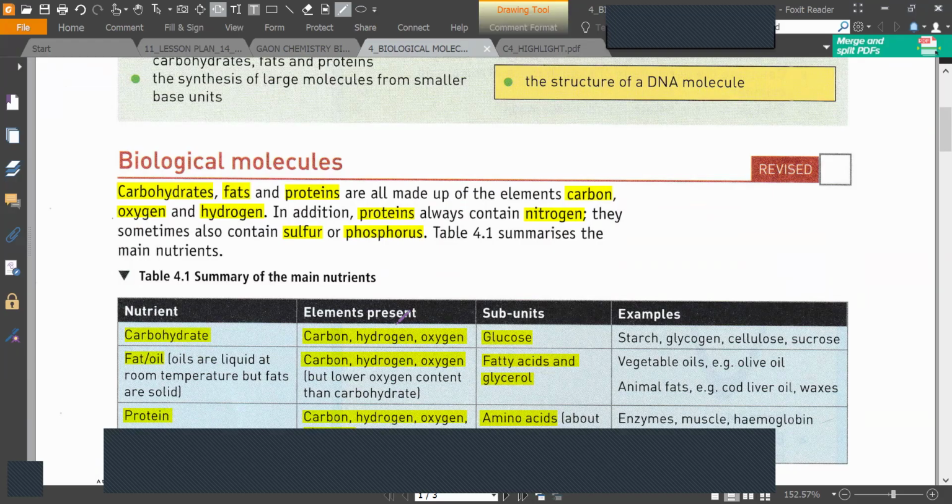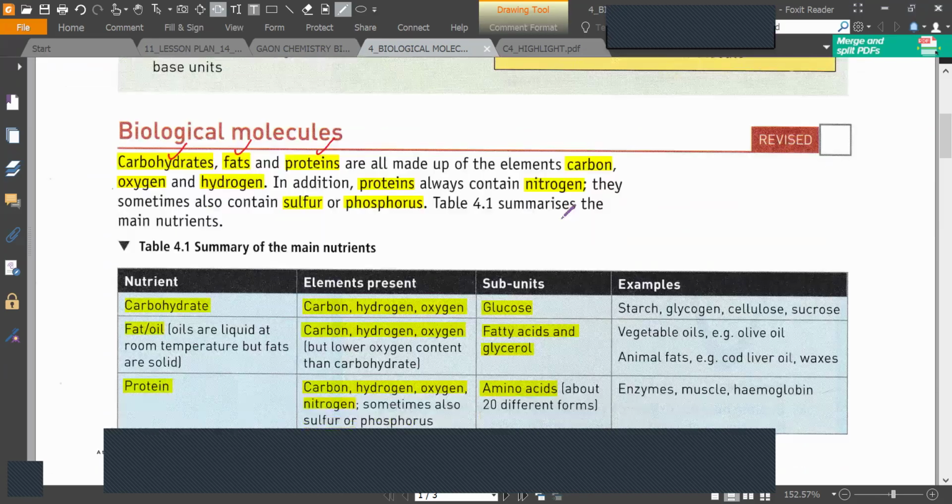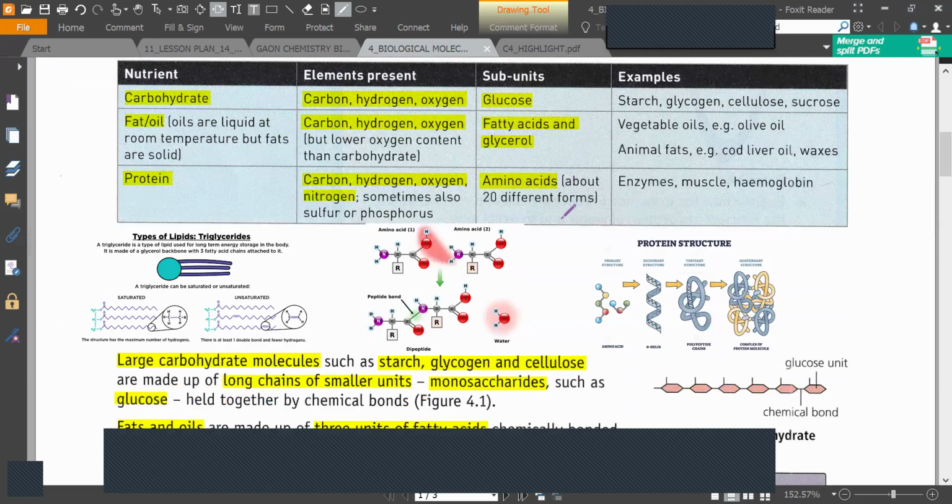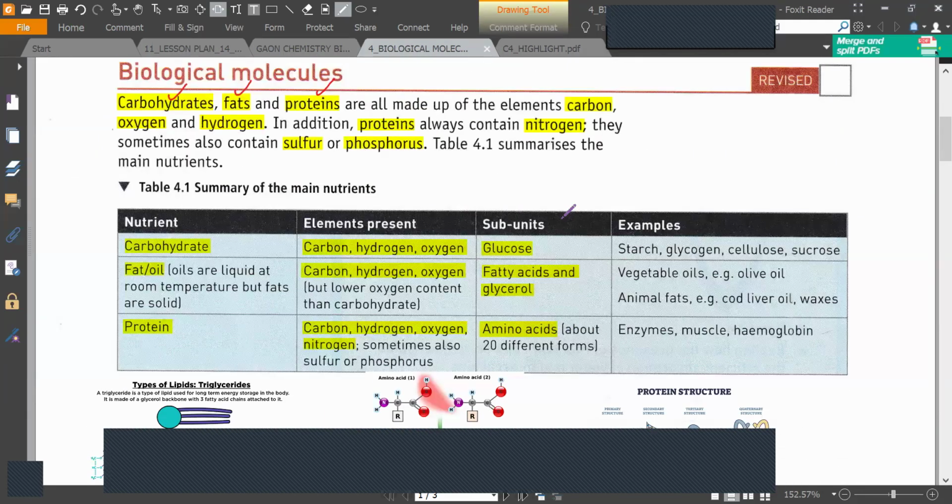Okay. So I'm sure you are very familiar with carbohydrates, fats, proteins. So they kind of look like this. First, and then we'll look at the elements.